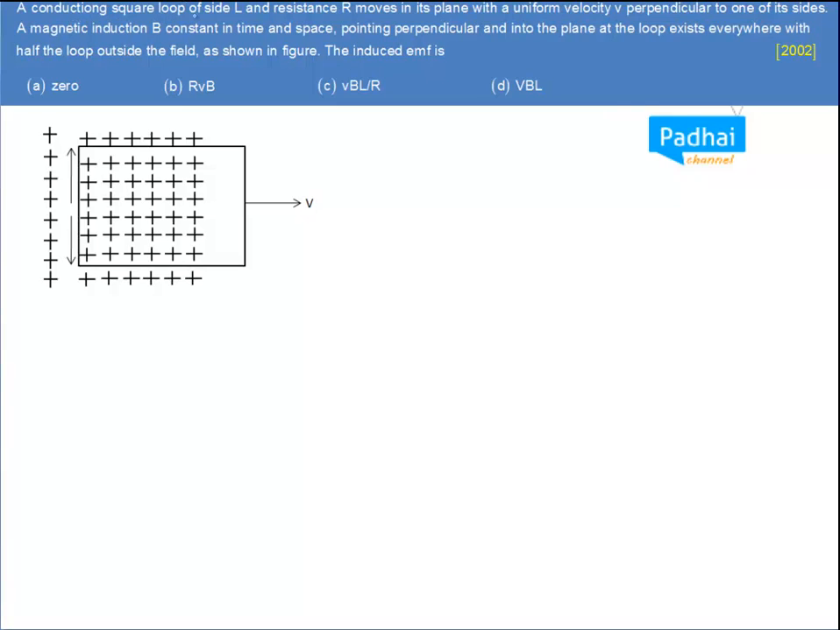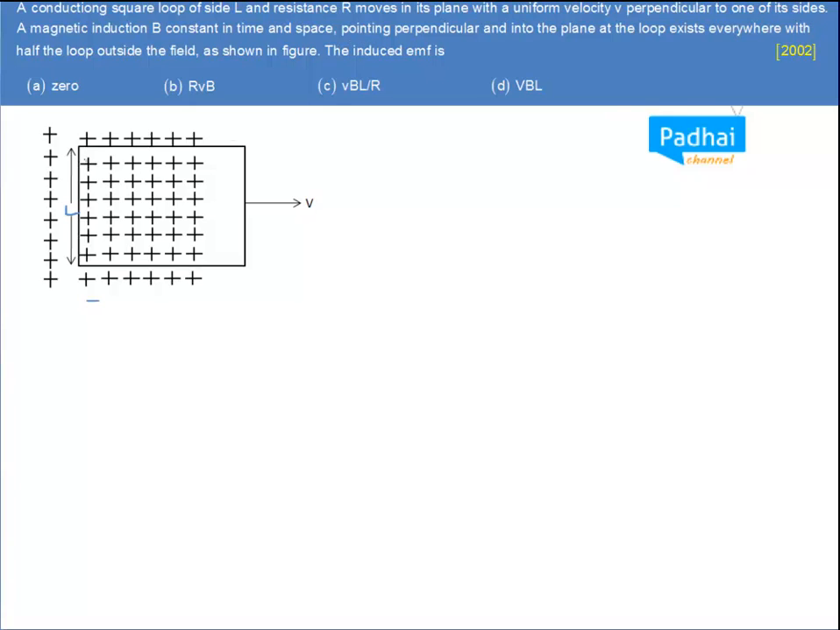A conducting square loop of side L and resistance R moves in its plane with a uniform velocity v perpendicular to one of its sides. This is a square loop having a side L. A magnetic induction B, constant in time and space, pointing upwards.